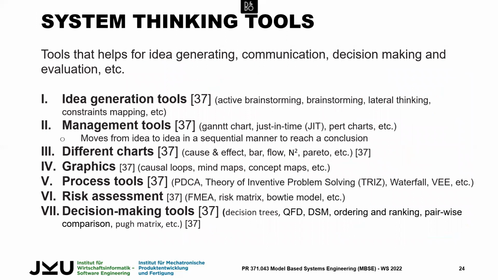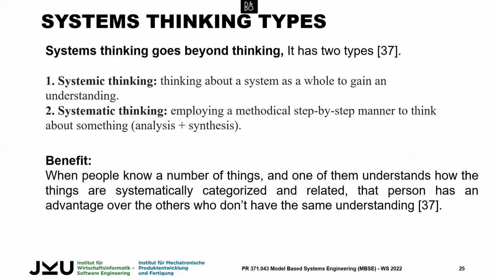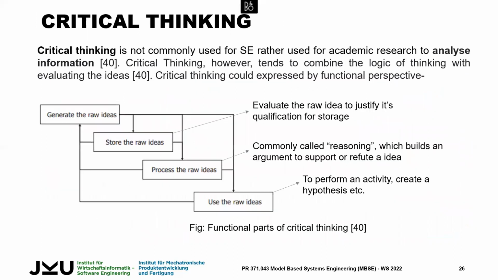And there are some system thinking tools. This is not so important, but I think it is important when you are going to apply or model systems engineering. And these are the types of systems engineering. And this is critical thinking. So if you read this, then you will understand the difference between critical thinking and system thinking. So that's all.